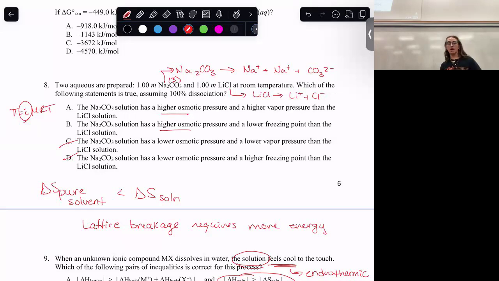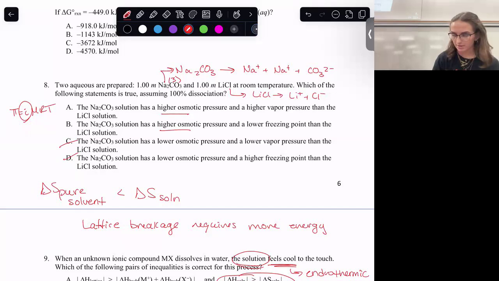So along the same lines, now we're looking at vapor pressure. What is vapor pressure? The gas above the solution. Good. Vapor pressure is the pressure of the gas above the solution. Which one will have a higher vapor pressure, the pure solvent or the solution? Pure solvent. The pure solvent will always have the higher vapor pressure. Why is that? Do the ions get in the way?